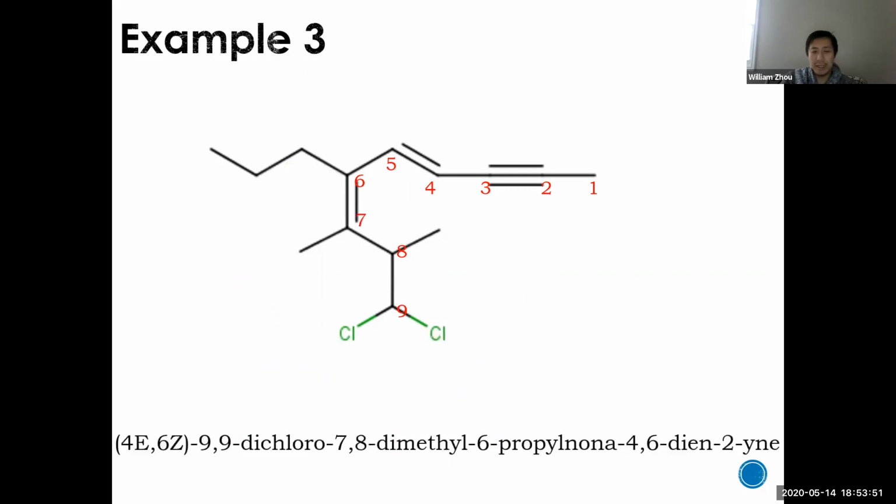You have 4E,6Z, 9,9-dichloro, 7,8-dimethyl, 6-propyl, nona, 4,6-dien-2-yne. Okay, very beautiful name. Any questions? Really, no questions. This is very intuitive. You got this.